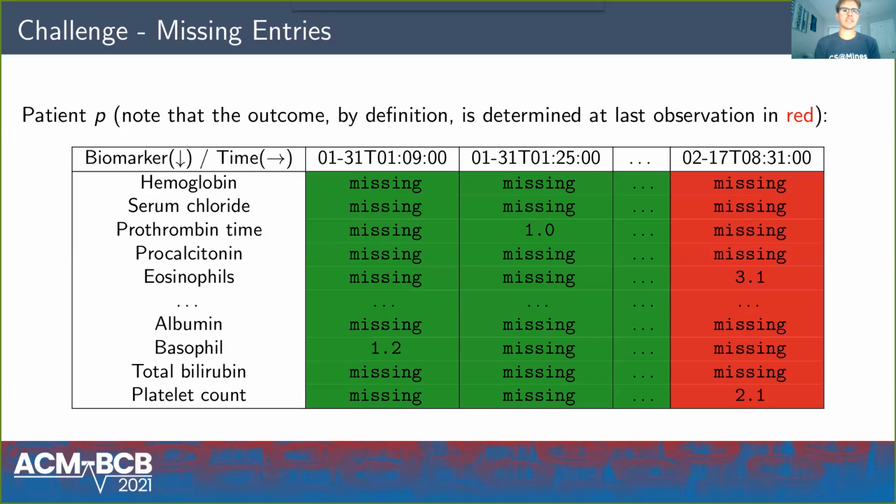A second challenge is that these records will often contain many missing entries. This is due to the physical constraints of the caregiver. When the patient enters the hospital, there's only so many blood tests that you can do in a single time period, that may not capture the entire state of a particular patient. Then at a later time, we may be able to collect different measurements, but overall, each of these records, each of these instances, are very incomplete.